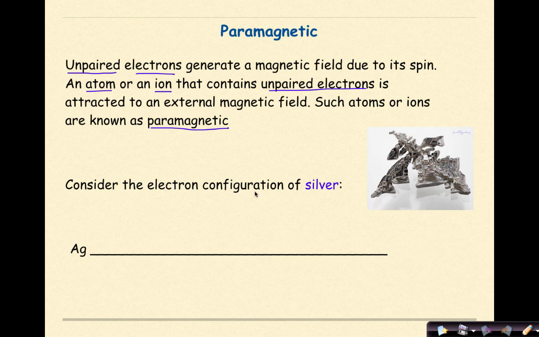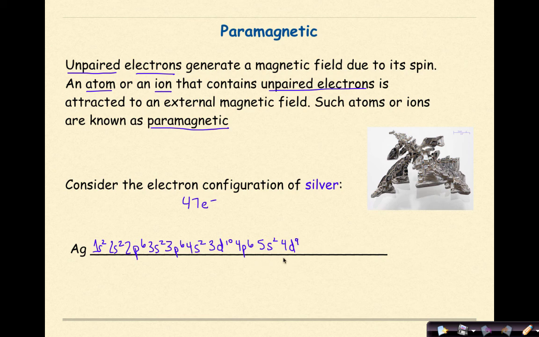Consider the electron configuration of silver. Now silver has 47 electrons. So if we were to write out this electron configuration, we'd say it is 1s2, 2s2, 2p6, 3s2, 3p6, 4s2, 3d10, 4p6, 5s2, 4d9.